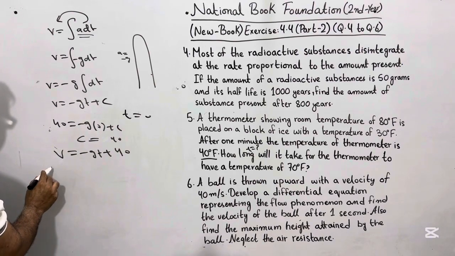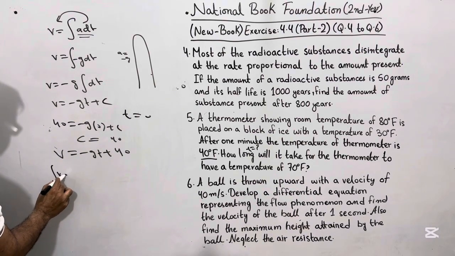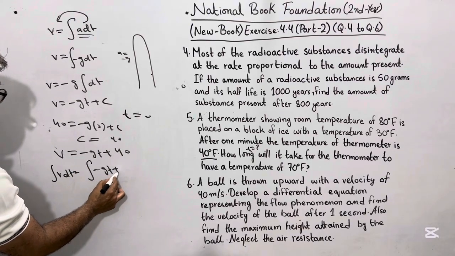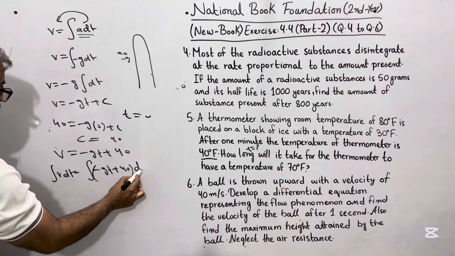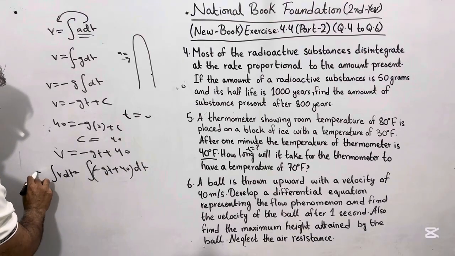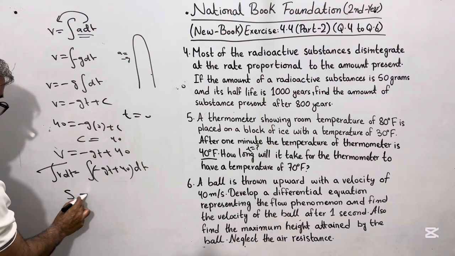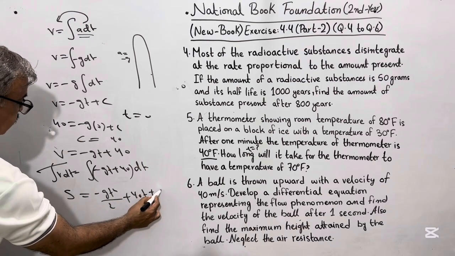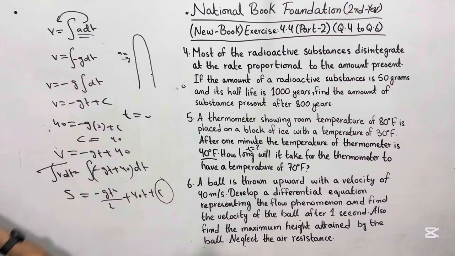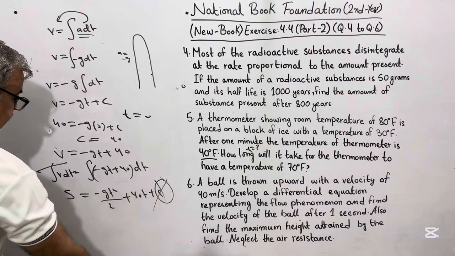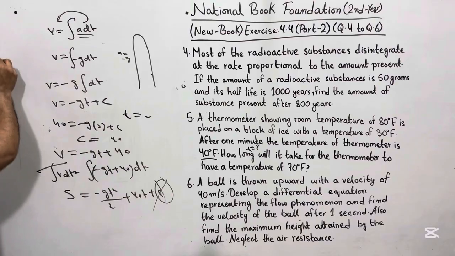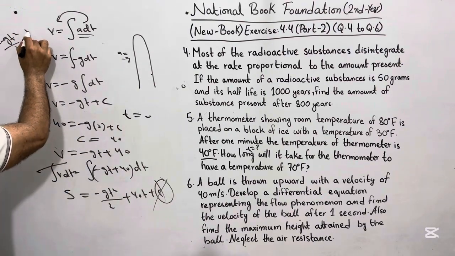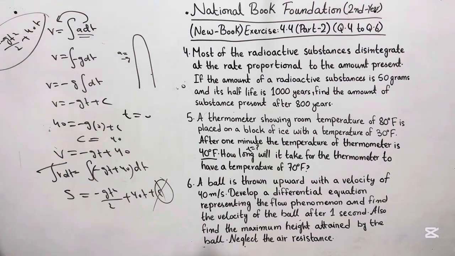Again, integrate velocity to get displacement with respect to time: minus gt plus 40 times dt. The integration of velocity is displacement, that is minus gt square over 2 plus 40t plus c. As we were asked to neglect air resistance, there is no more constant. In that case, we have s is equal to minus gt square over 2 plus 40t. That is the case.